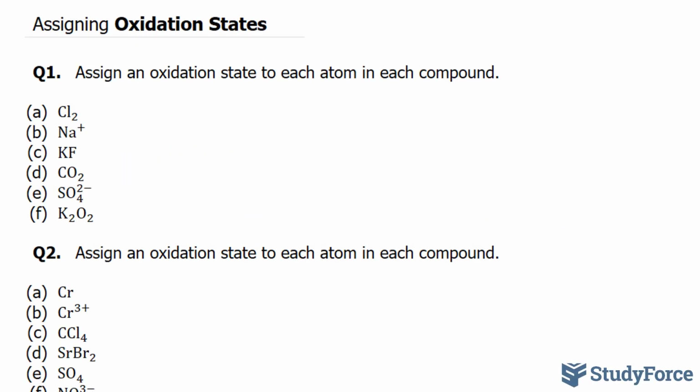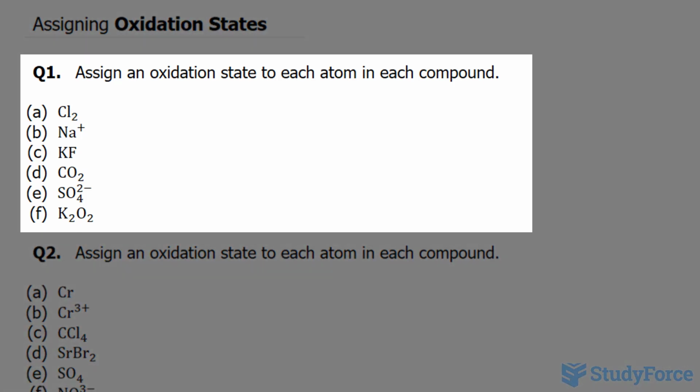In this lesson, I'll show you 12 examples on how to assign oxidation states. The question reads, assign an oxidation state to each atom in each compound. Let's start with question A.